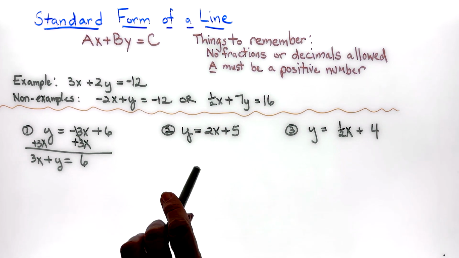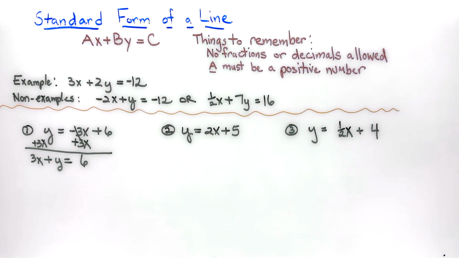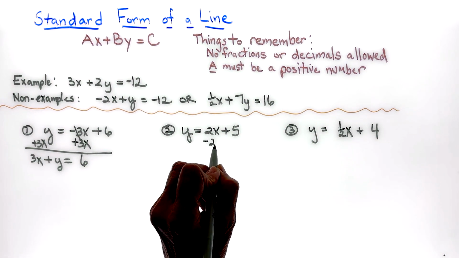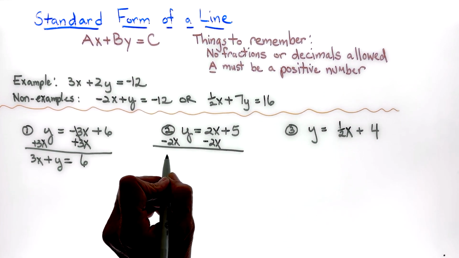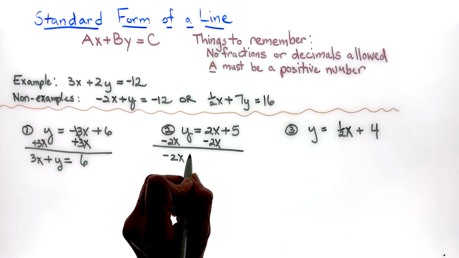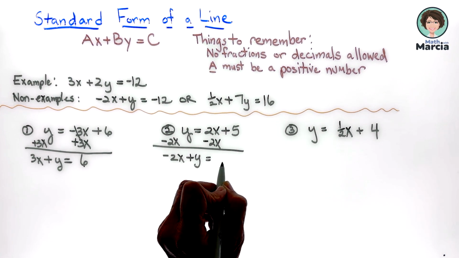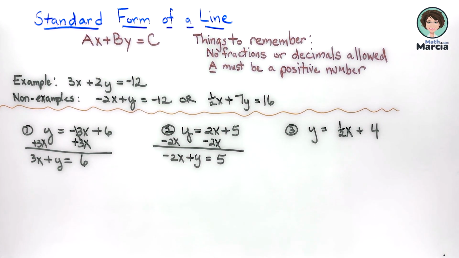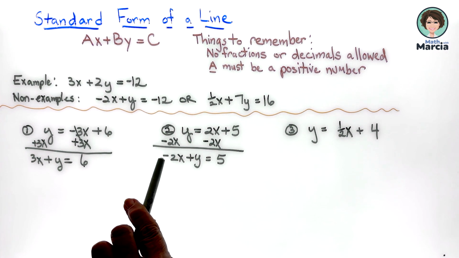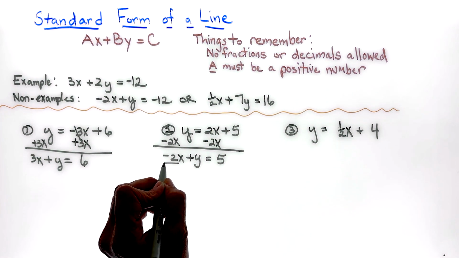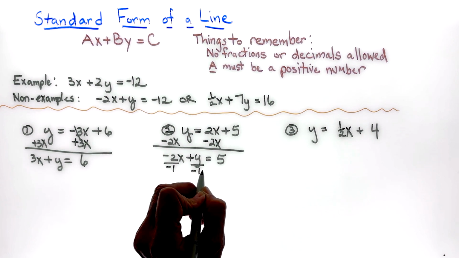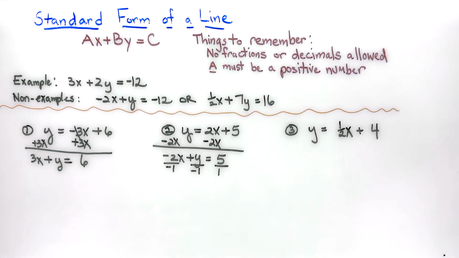When we're looking at the next one, y equals 2x plus 5, I'm going to subtract my 2x to get it to the other side. So I have a negative 2x plus y equals 5. Remember we said we don't want to have a negative leader. Our first number with letter A must be positive. So I'm just going to divide everything by a negative 1. And what it does, it actually changes the sign that you have up above.